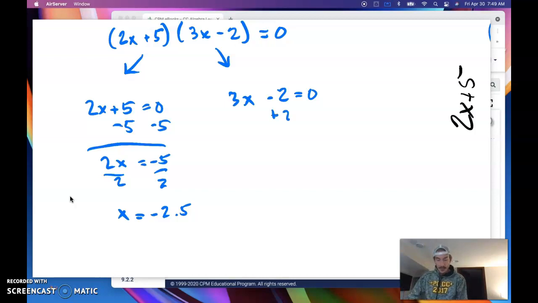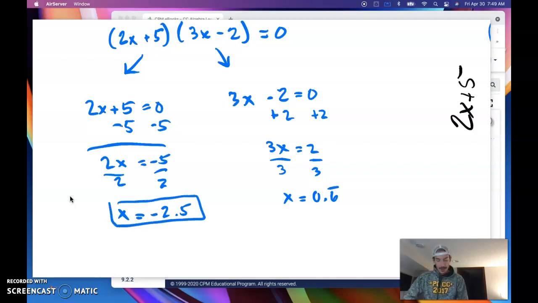Okay, same thing's going on here. Add 2 to both sides, and then I get 3x is equal to 2, and then I divide everything by 3, and I get x equals 0.6. Repeating again, I've got two answers. I've got a rational answer as well. So I get one of these, this or that, okay?